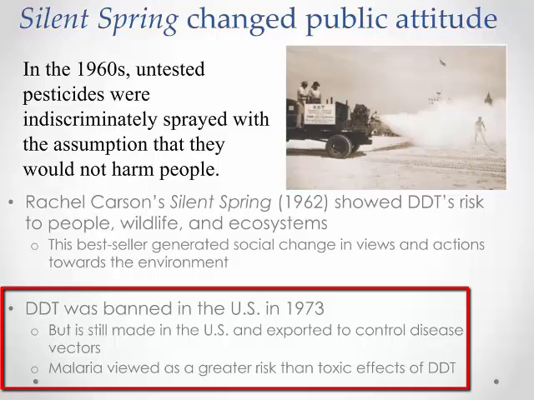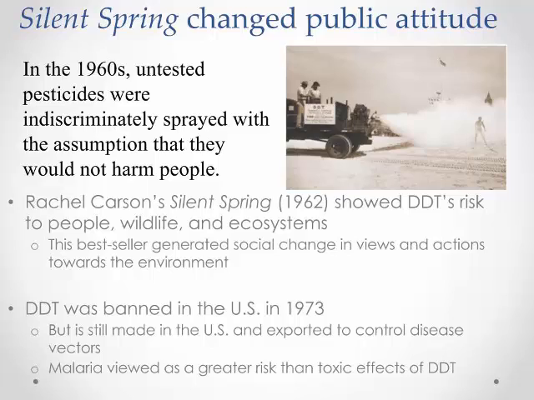DDT is considered an excellent solution to the problem of malaria in many developing tropical countries. In these countries, malaria is viewed as a greater risk than toxic effects of the pesticide. Some people call this the circle of poison: we export DDT to developing nations, and it is then possible that we could import DDT-laden food when we buy agricultural products from these nations.